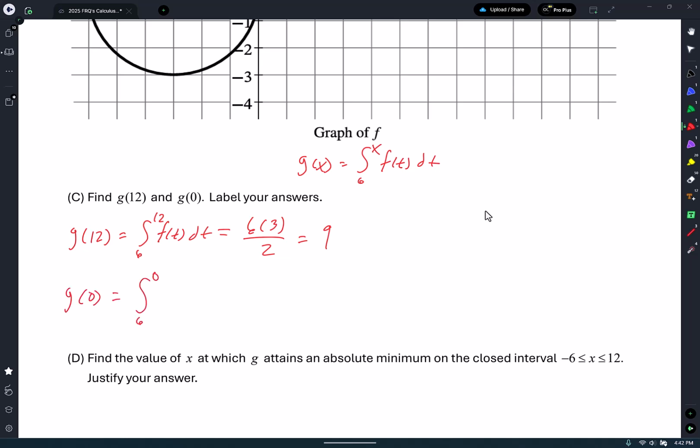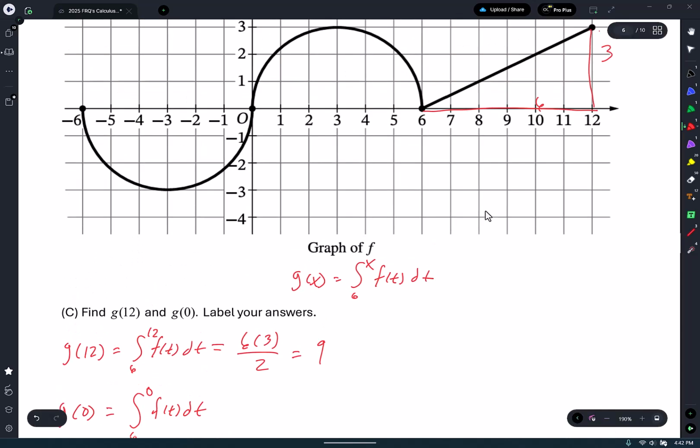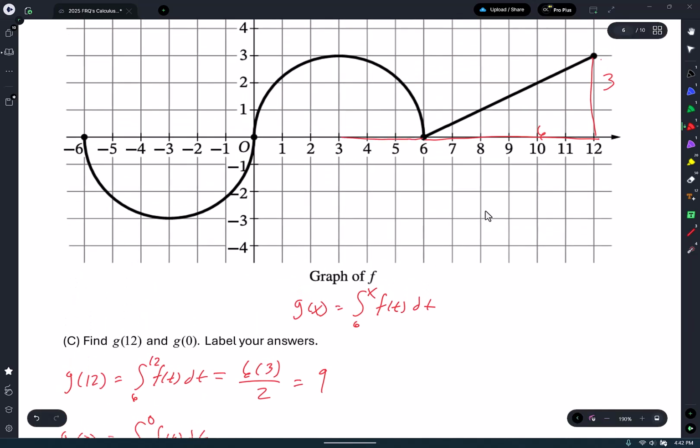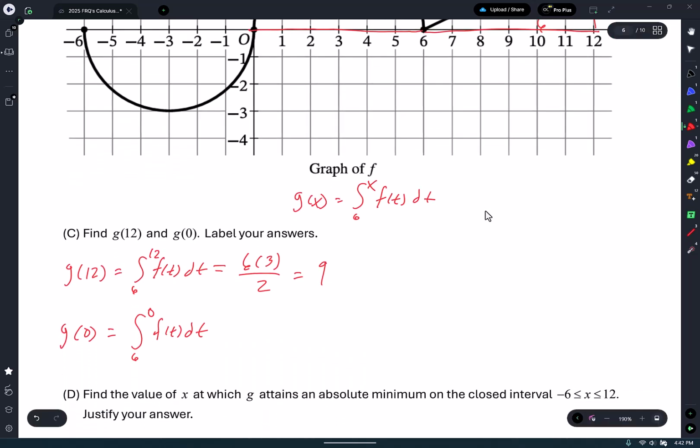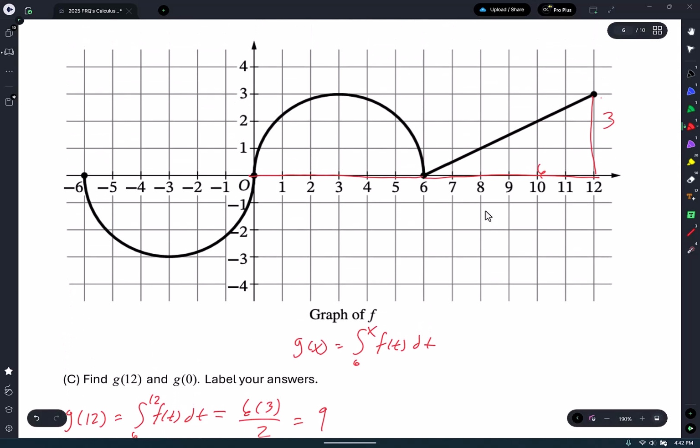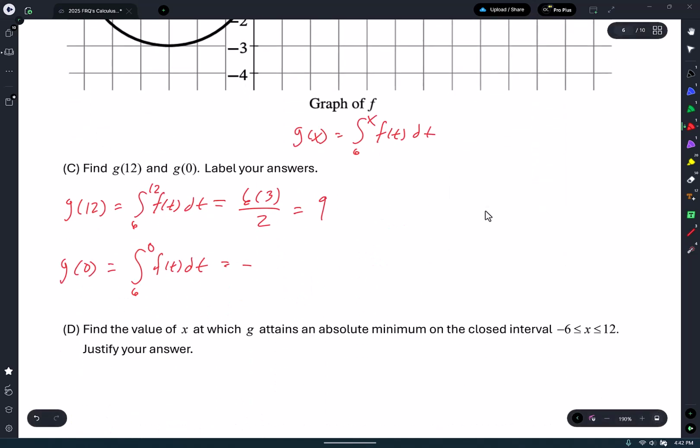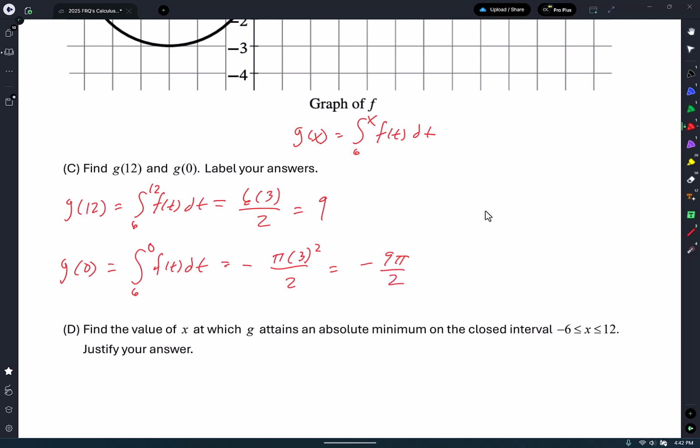G of 0 is the integral from 6 to 0 of f of t dt. I'm going backwards. So because you're going backwards, you can put a negative there and put 0 to 6, or leave it and just put a negative in the front. See? Negative. This is a semicircle, guys. Area of a circle is pi r squared, so we're going to have to divide by 2 for this one. So that's 3 there. So negative pi 3 squared divided by 2, so negative 9 pi over 2.